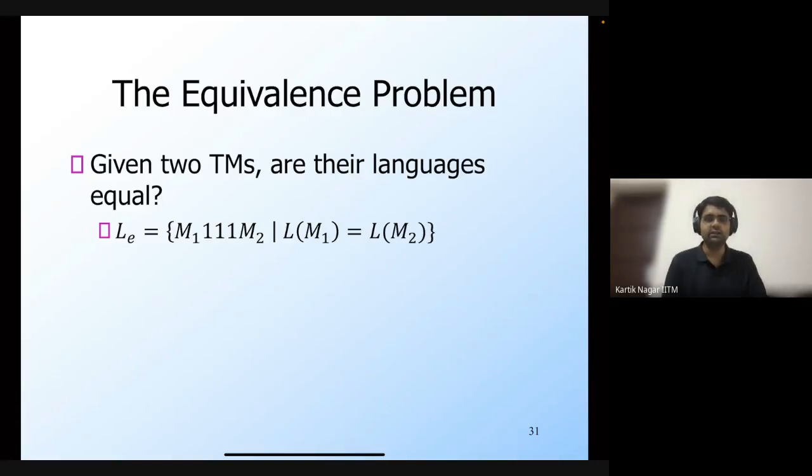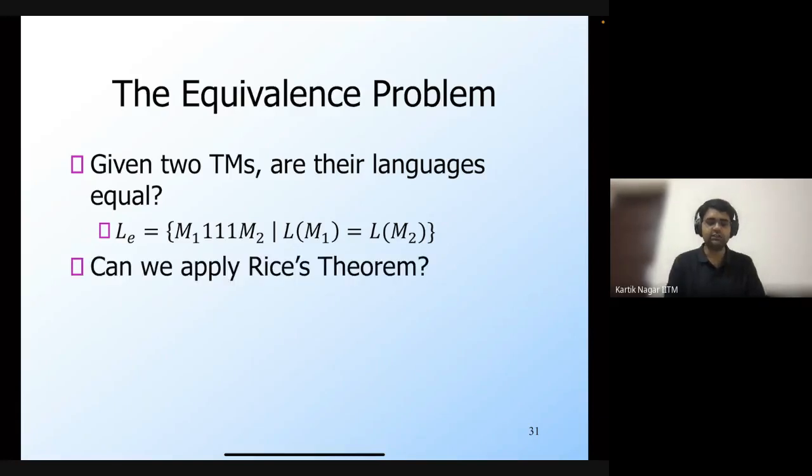Obviously, if M1 or M2 are not, for example, valid encodings, then I can come up with some fixed strategy. So I can, for example, say that if either M1 or M2 are not valid encodings, then they will be present in this particular language.